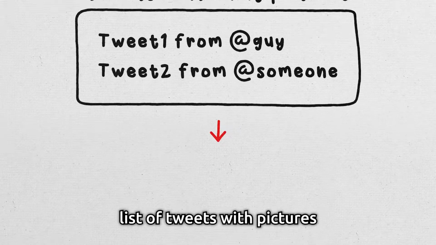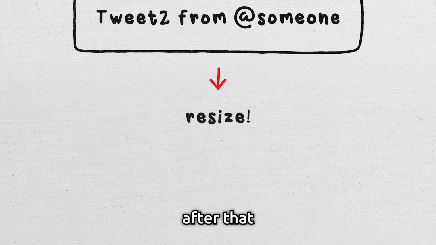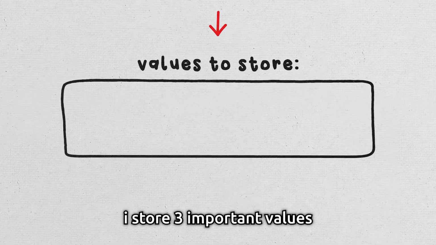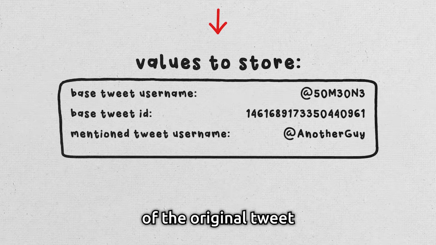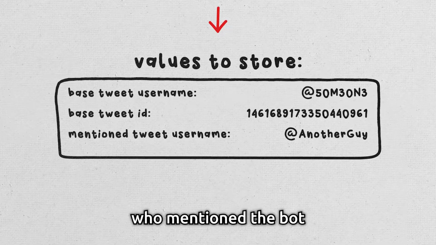Back to our outline. After I have my list of tweets with pictures, I resize them if need be. After that, I store 3 important values: the username and ID of the original tweet, and the username of the person who mentioned the bot. The next thing on the list is creating the video from my resized image.